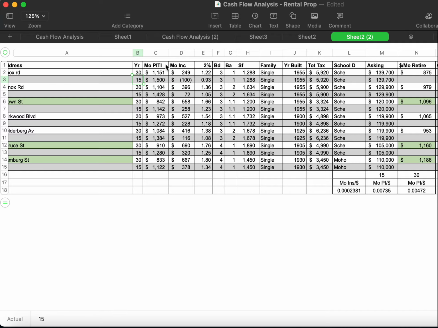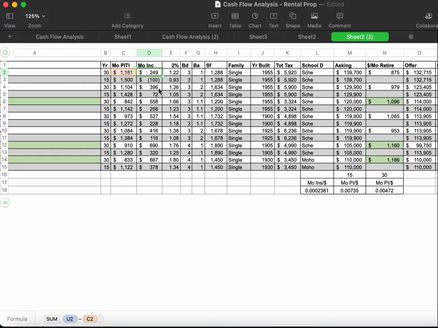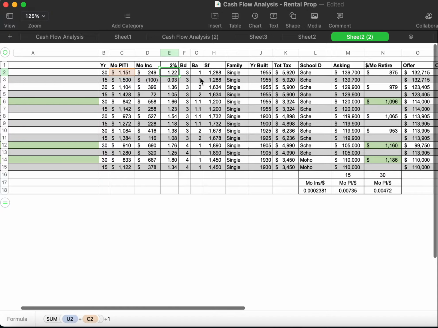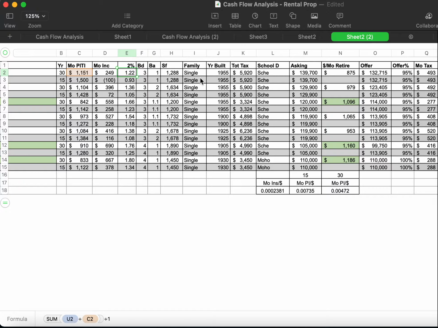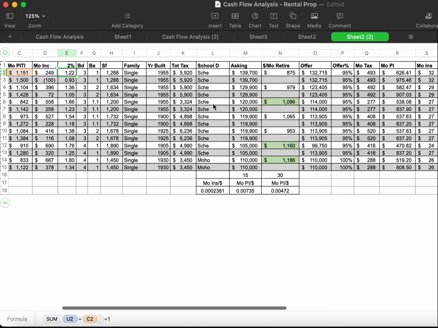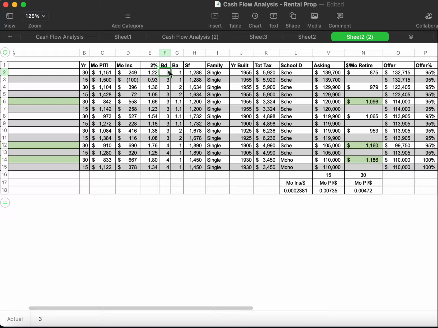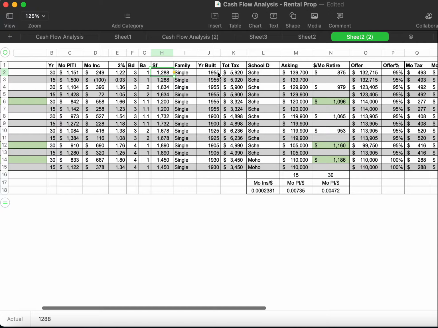My monthly principal and interest and taxes and insurance. That's monthly PITI for each for a 15 and a 30. Monthly income in those scenarios. The 2% rule, which is the price purchased divided by the monthly income. Number of beds, number of baths, square footage, whether it's single family or multifamily, the year built.